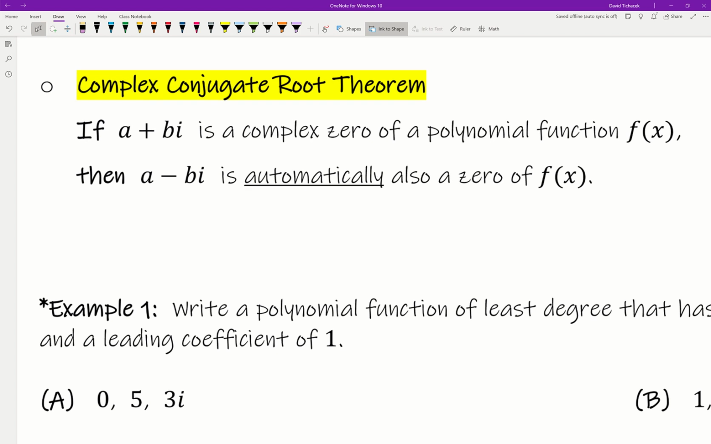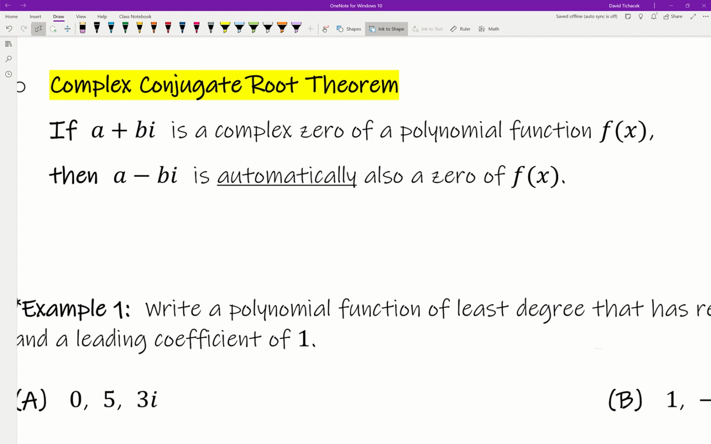Basically it's phrased as an if-then, and it has to do with whenever I give you zeros that are actually complex numbers, numbers that look like a plus bi. The theorem says: if a plus bi is a complex zero of the polynomial function f of x, so if I give you the fact that one of your zeros is a complex number, then automatically its conjugate is also a zero.